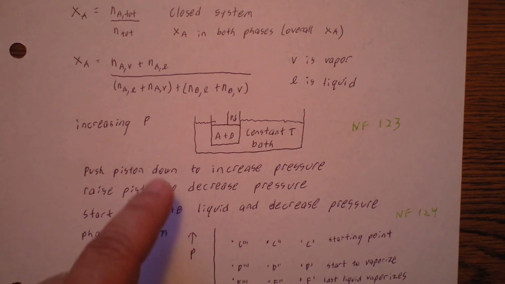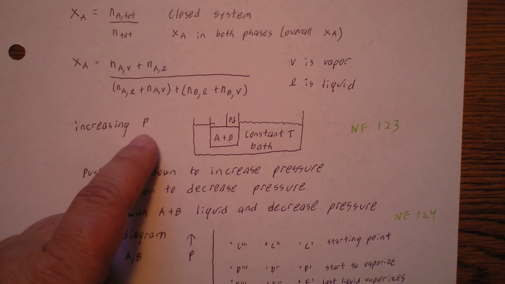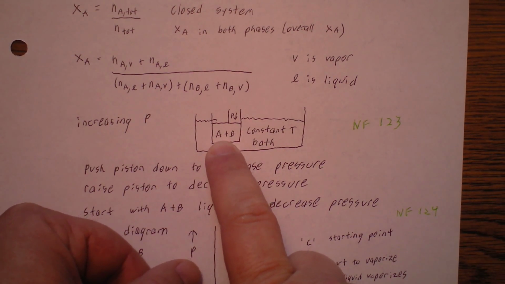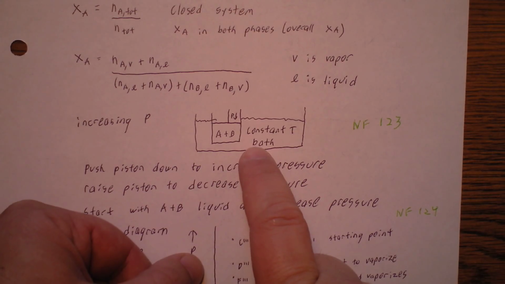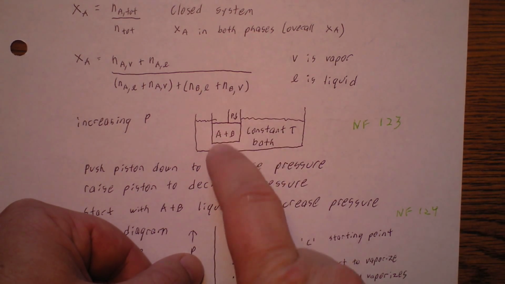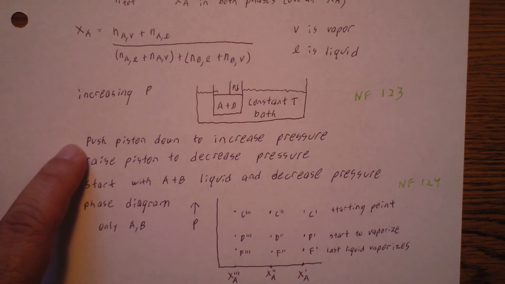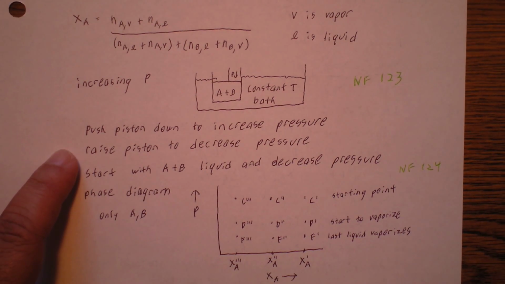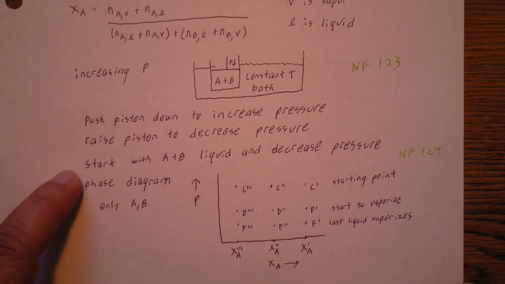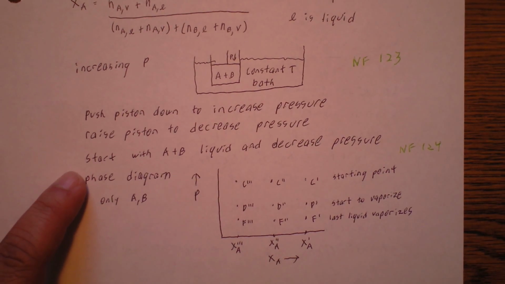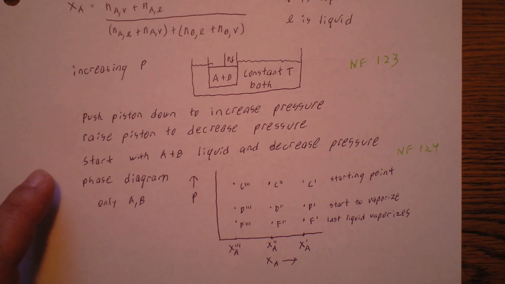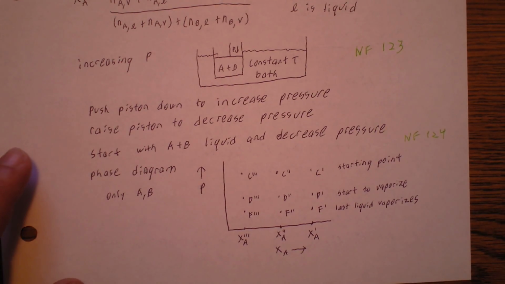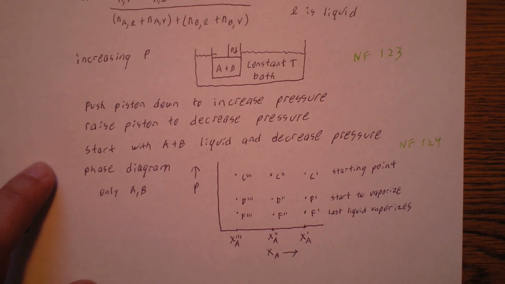Now, here's a graph. What's going to happen if we increase pressure? We have our substances A and B in a constant temperature bath. We're going to apply a pressure down on A and B by pushing this piston down, which increases the pressure. Or we could raise the piston and that will decrease the pressure. We're going to start with just pure A and B, liquid, no vapor. What we're going to do is raise the piston to decrease the pressure.